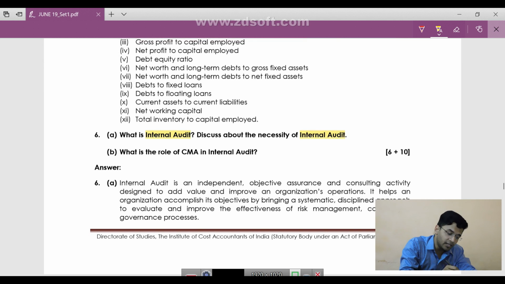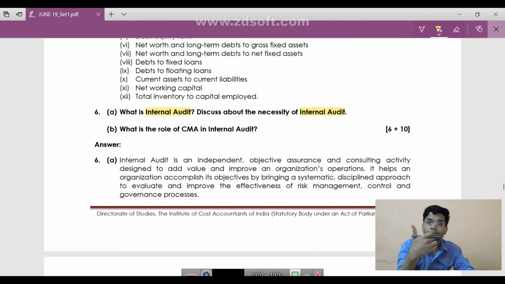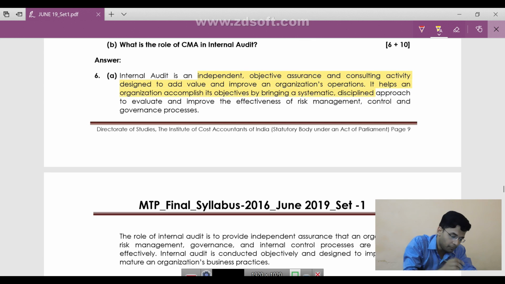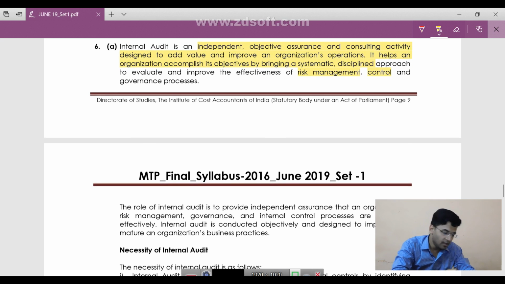What is internal audit? Very, very important, guys. A question is repeatedly asked from internal audit. So you should know the relevant law, section of the Companies Act and the limits of internal audit for your examination. It is very, very important. Internal audit. What is internal audit? It is an independent and objective assurance and consulting activity designed to add value and to improve organizational operations. One very, very important word which you need to underline is risk management and control. These are the two things which the internal auditor specifically checks. It checks whether the risk management policies are in place, and it checks whether the internal controls are in place.